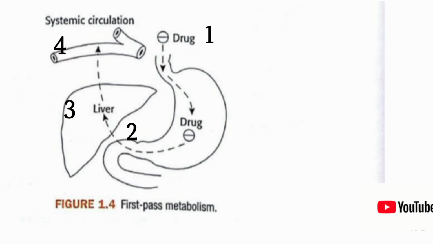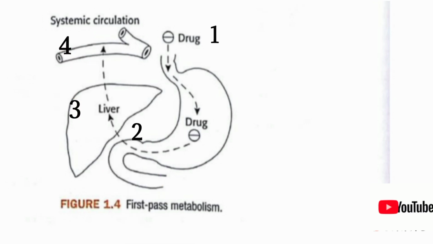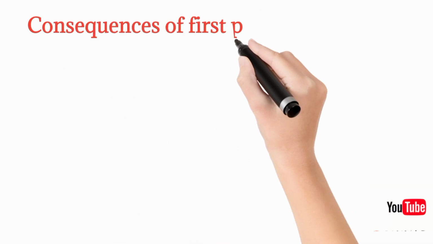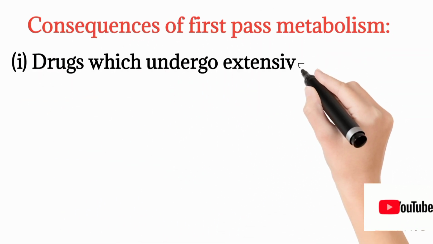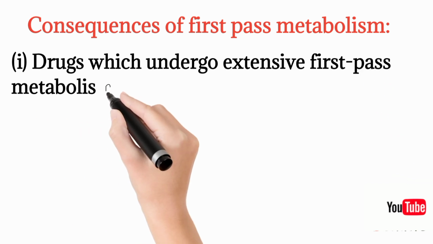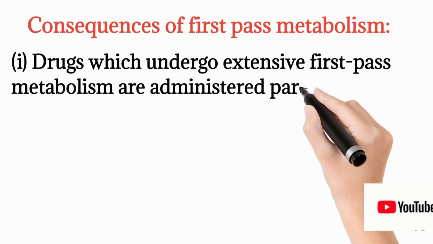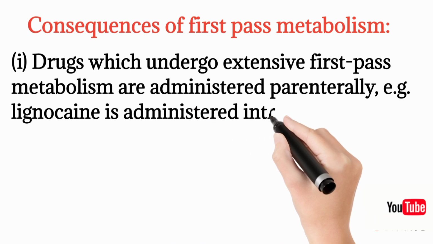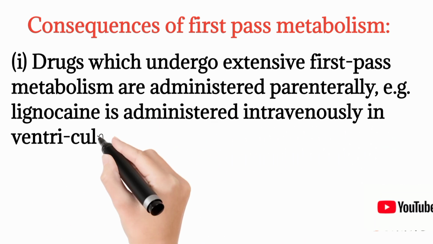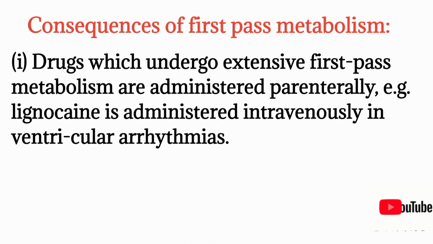Remember, there are some drugs which are highly metabolized by the liver, which undergo extensive first pass metabolism. So it is important we don't give such drugs through the oral route. Such drugs are then given through the parenteral route. An example is lignocaine. Lignocaine, if given through the oral route, will be metabolized, and a good concentration will not reach the bloodstream. So we give such drugs, for example lignocaine, by means of IV directly to treat, for example, ventricular arrhythmia. So that is one of the consequences of first pass metabolism.